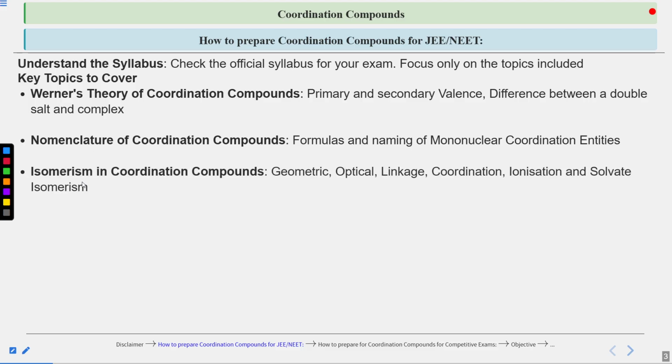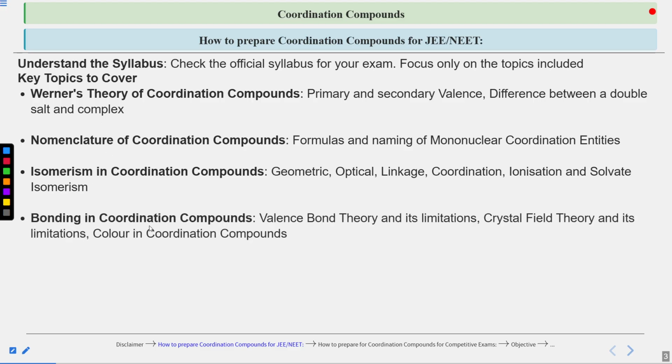Next key topic to cover is isomerism in coordination compounds. Here we will discuss various types of isomerism, like geometric, optical, linkage, coordination, ionization, and solvent isomerism.